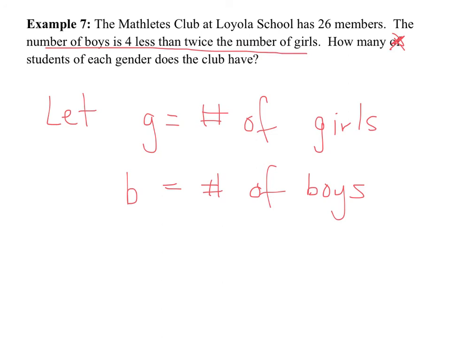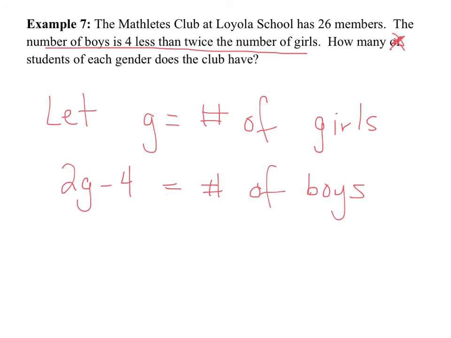Four less than twice the number of girls. Good. So how do I write that? G times 2 minus 4. Very good. Twice the number of girls minus 4 is written as 4 less than twice the number of girls. Whenever you see 4 less than, think you're going to subtract 4 from whatever you start with. So you're subtracting 4 from this beginning point, which is twice the number of girls. Again, you could start with B, that's fine as well, but this is just to make it easier.